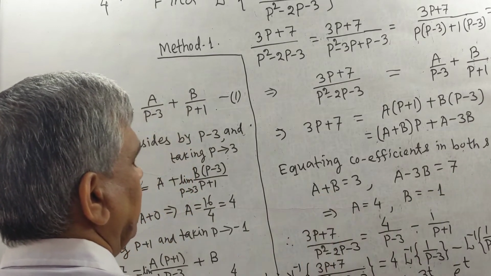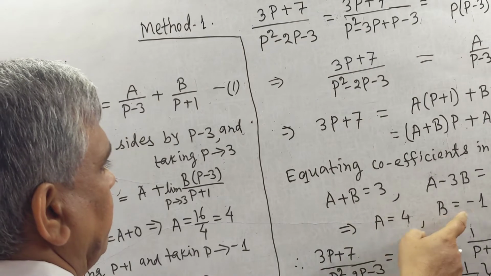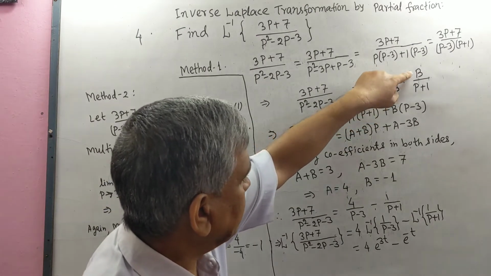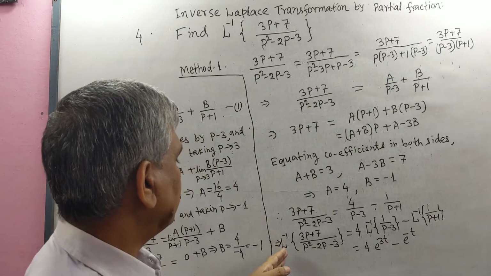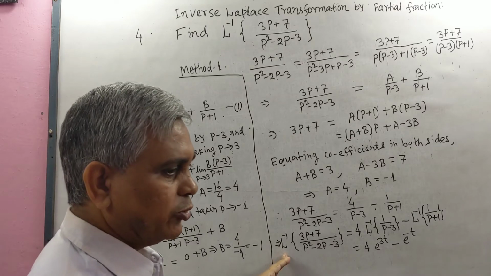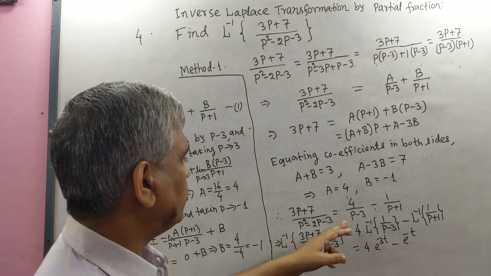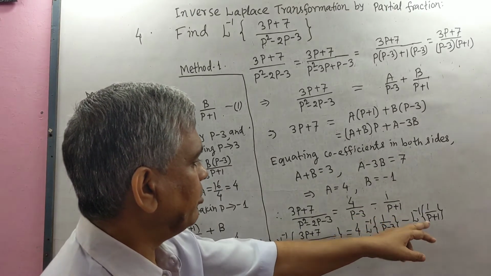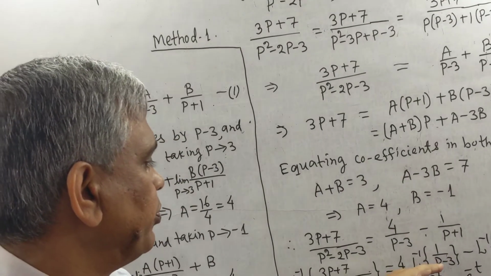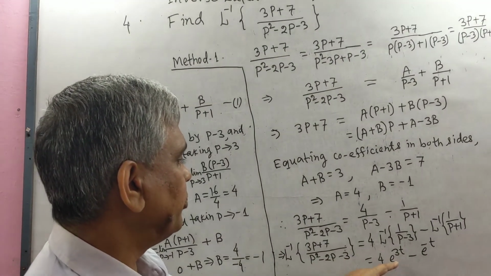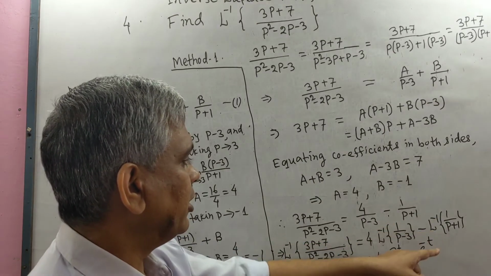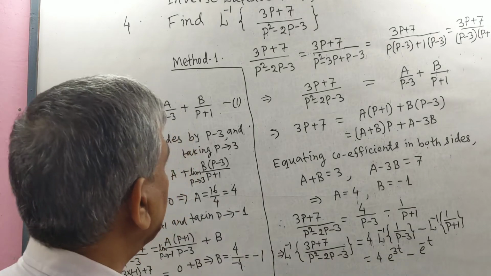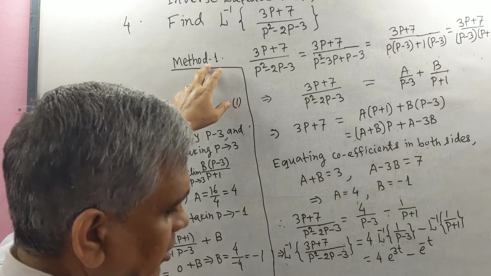We solve and find a equal to 4 and b equal to minus 1. We put a equal to 4 and b equal to minus 1, and now apply the inverse Laplace transformation on both sides. L inverse of this equals 4 L inverse of 1 by p minus 3 minus L inverse of 1 by p plus 1. L inverse of 1 by p minus 3 is e to the power 3t, and L inverse of 1 by p plus 1 is e to the power minus t. This is the required solution. This is the solution by method 1.